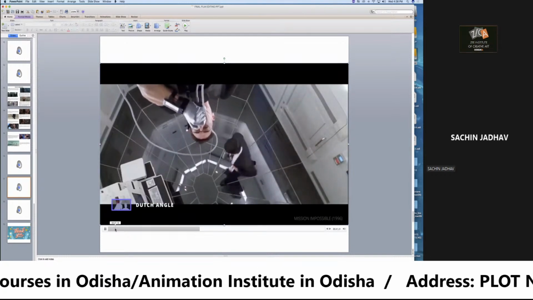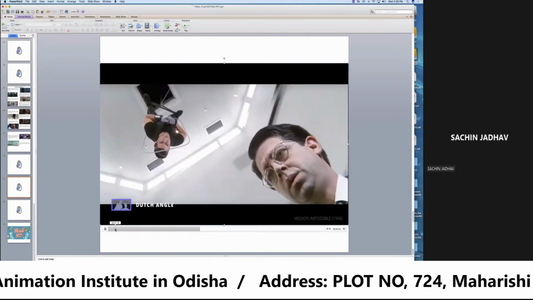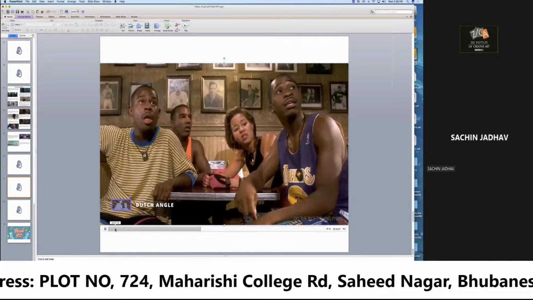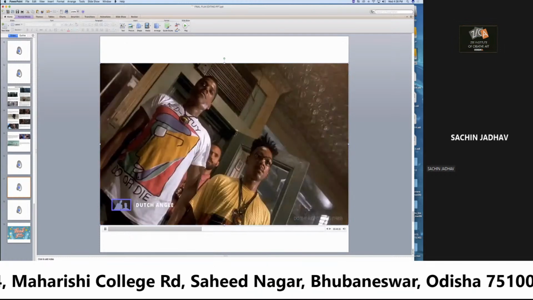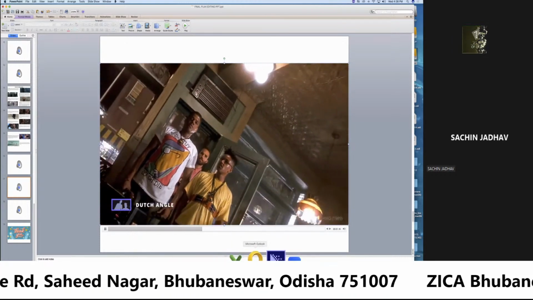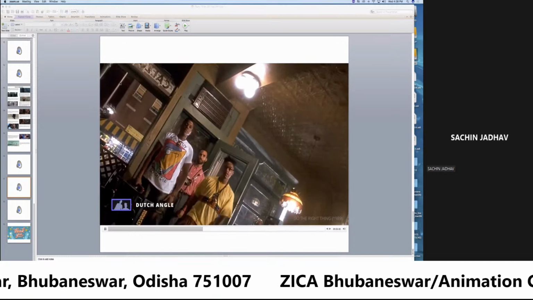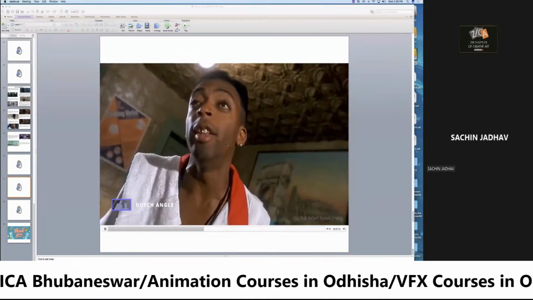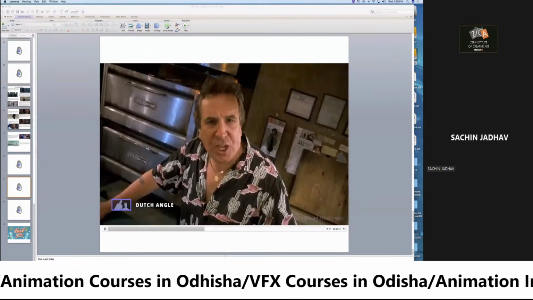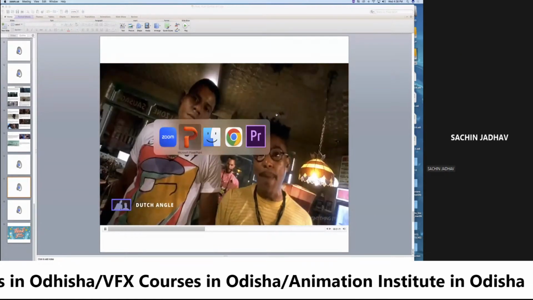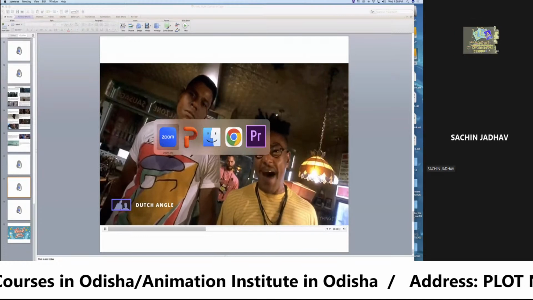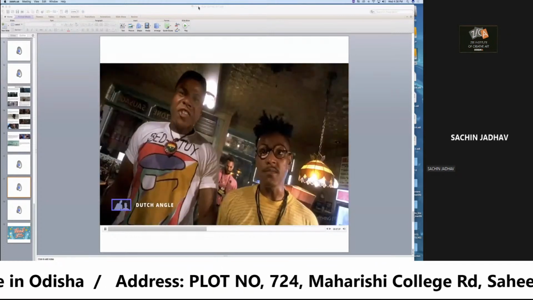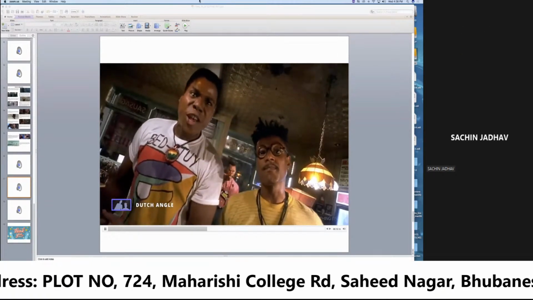A Dutch angle can also be used to magnify tension. In Do the Right Thing, director Spike Lee uses Dutch angles to intensify the vitriol between embittered characters. As the racial tensions rise to a boiling point, so does the angle of the tilt.